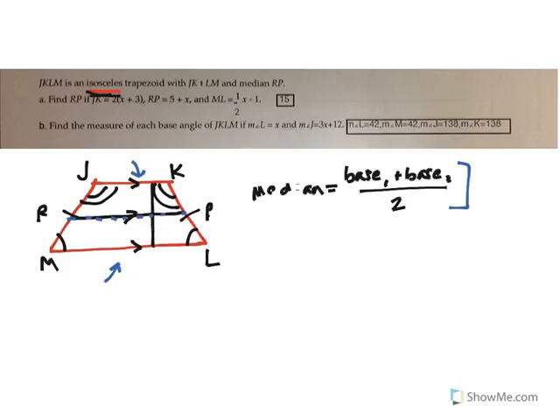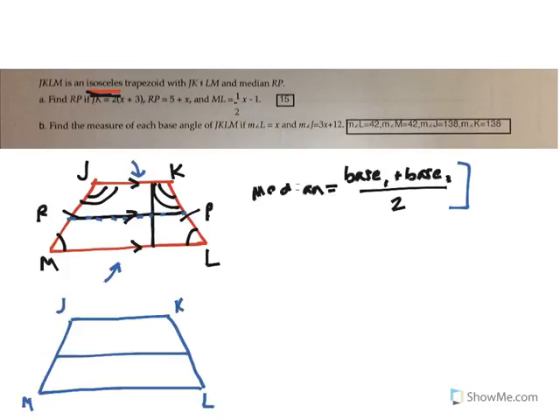Let's use this formula in the problem. So it says find RP, or find the median, if JK, let's make a new figure with the measurements so it's not so gummed up from up here. Okay, so we have ML, JK, and RP. Find RP if JK is 2x plus 3 and ML is 1/2 x minus 1.